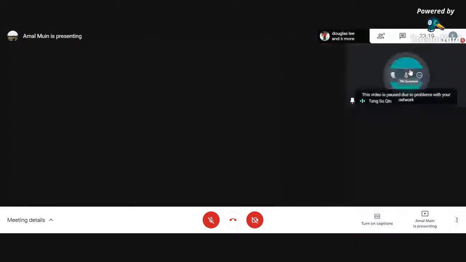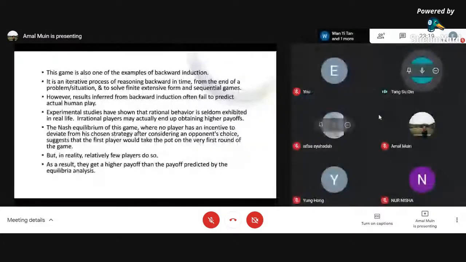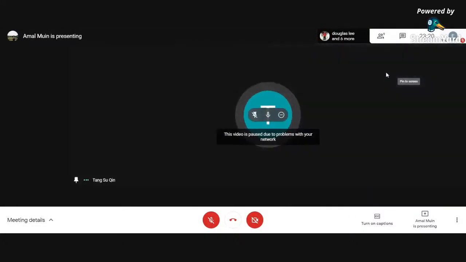The Nash equilibrium of this game, when no player considers an opponent's choice, suggests that the first player would take the pot on the very first round of the game. But in reality, relatively few players do so.